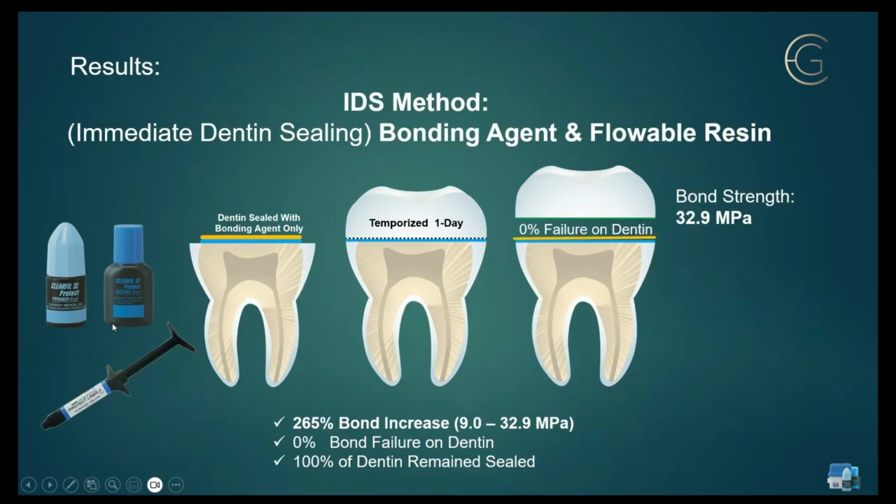So finally, he takes the Clearfil SE Protect and he uses Protect Liner Bond, which isn't even the material I told you about, but this is the only thing that was available. He put it on, he temporized it for a day, 0% failure in dentin, which is what you want for your patients, protecting the tooth, and he jumped to 32.9. Now we're talking about similar levels to the level of enamel. You also have a situation where with this product, there's no bond degradation. It's the only product in the world that currently has no bond degradation because it contains something called MDP. It's a 10 carbon chain monomer.